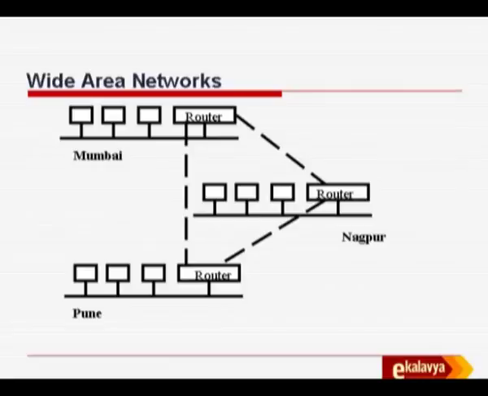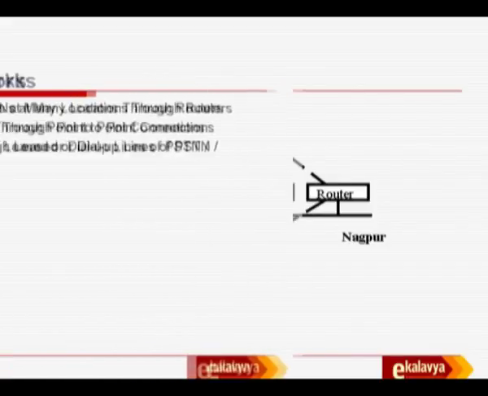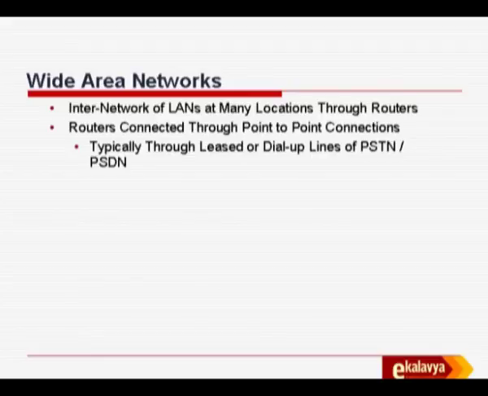That means the packet, packetization, and your communication protocol at some higher level should be oblivious to the fact whether it is a broadcasting medium or whether it is a point-to-point connection. It should not matter. That will tell you that the so-called networking protocol itself must be built in layers, something which handles physical connections, something which talks to application from one point to another, something which talks somewhere at an intermediate level, etc. We shall see those things when we study the protocol stack. So is this clear? This is how a wide area network would be built. Inter-networking of local area networks at many locations is done through routers, and routers are connected through point-to-point connections.